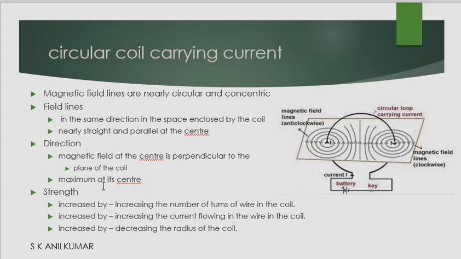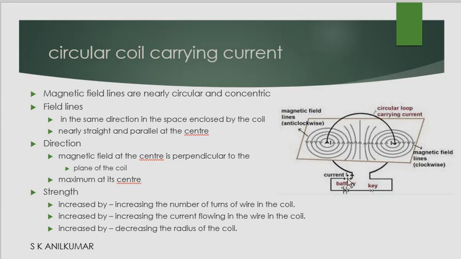What is the strength? Strength is increased by increasing the number of turns of the wire. If it is only one wire, it is less strength. If you have more wires, it is more strength. It is increased by increasing the current flowing in the wire. The more the current flows, the more will be the magnetic field. Third, decrease the radius of the coil. The smaller the radius of the coil, the more will be the strength of the magnetic field.